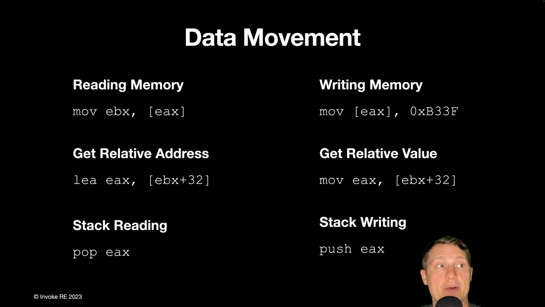Conversely, we can dereference a relative offset from a specific address using the move instruction like before. However, within these brackets, we're just adding 32 to the EBX register, and then that value is stored in the EAX register. Again, because these are 32-bit registers, that is a 32-bit value that is being accessed.